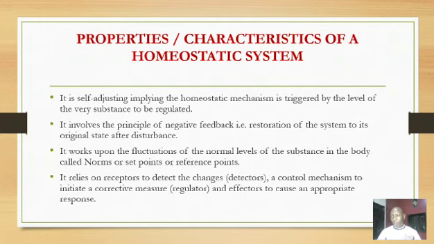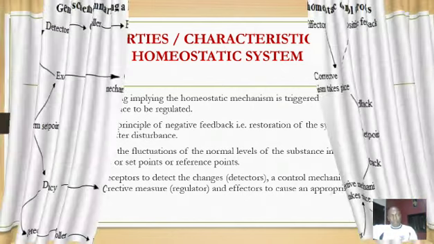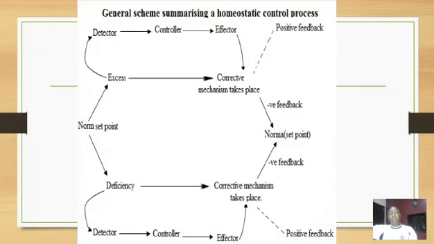Therefore, so far, we have seen what homeostasis is. We have seen what should be kept constant. We have seen the components of a homeostatic system. We have seen the properties or characteristics of a homeostatic system. Meaning, how does a homeostatic system work? How does it function? This scheme is summarizing how it works.